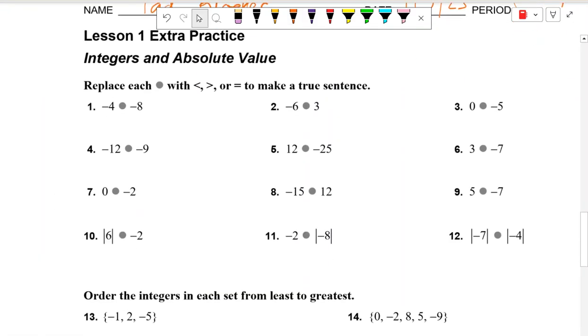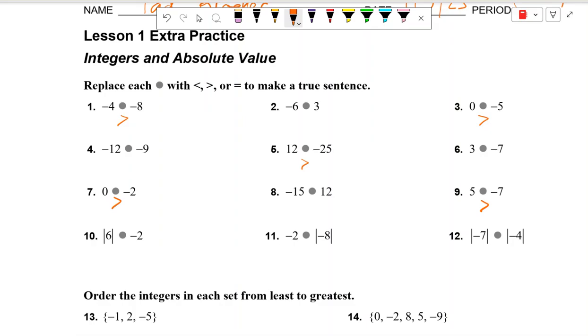All right, number 1. Replace the dot with less than, greater than, or equal to, to make things true. I'm going to cruise through this doing all the odds. So the very first one here is -4 is greater than -8. Number 3, 0 is greater than -5. Number 5, 12 is greater than negative 25. Number 7, 0 is again greater than negative 2. I'm on a greater than streak here. Number 9 is greater than negative 7.